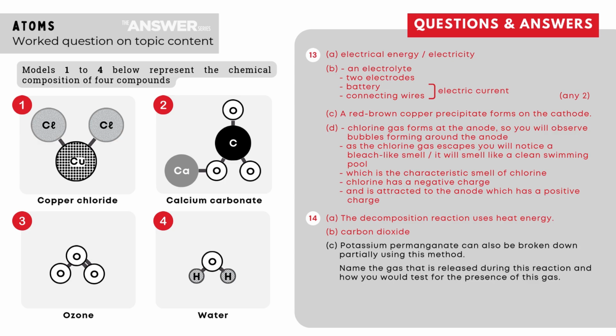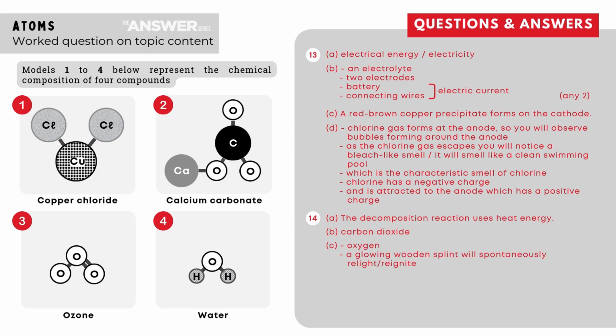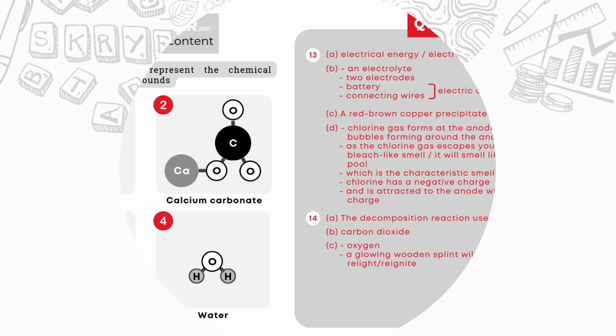Then it asks you to name the gas that is released during this reaction, the potassium permanganate reaction, and how you would test for the presence of the gas. So you must remember that potassium permanganate breaks down partially to release oxygen, and you test for the presence of oxygen with a glowing wooden splint. It will spontaneously relight or reignite when oxygen is present.